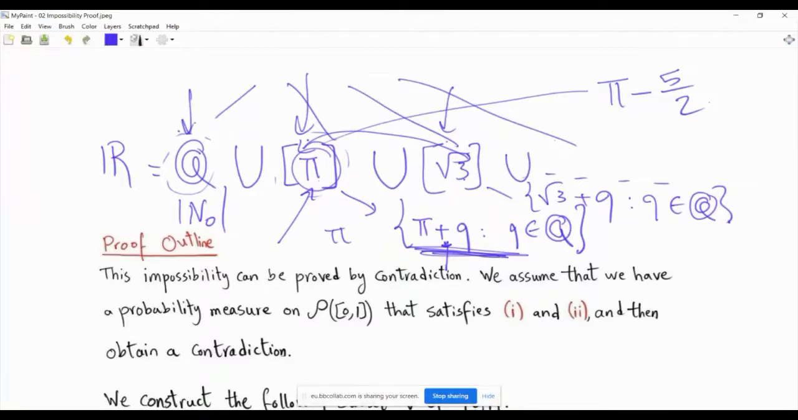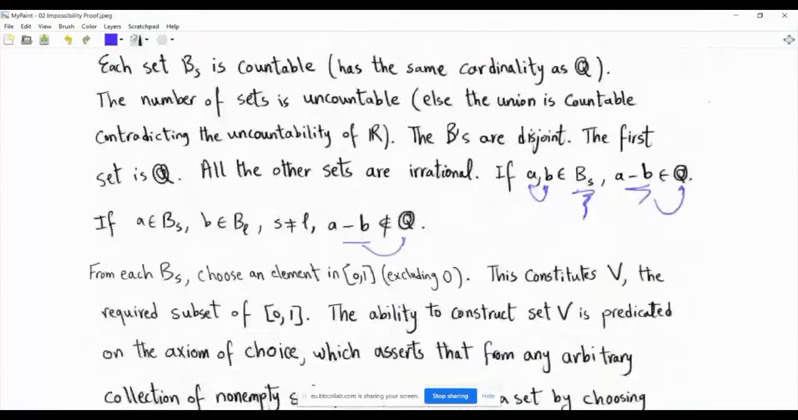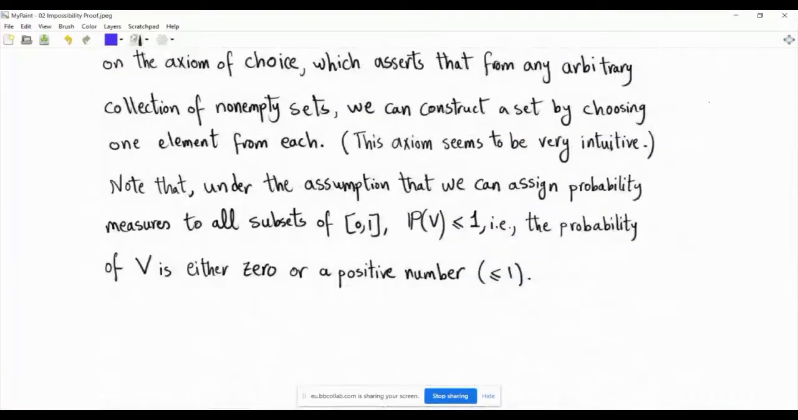Okay, so it's not important exactly what number you choose. Actually, there is an infinite number of V sets that you can construct. We will just construct one of them.